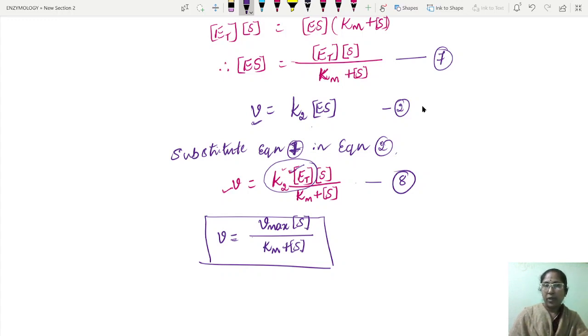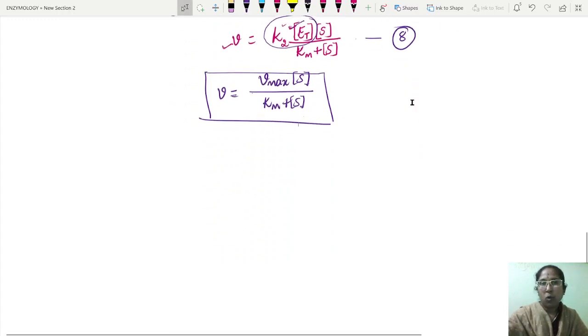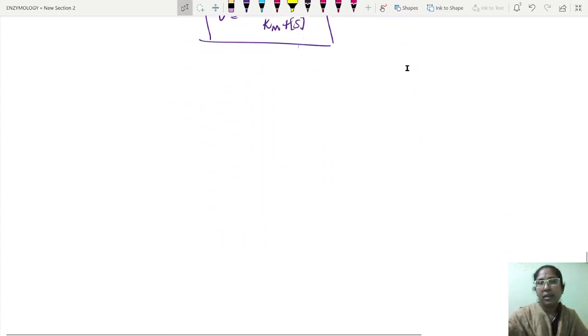Therefore, V is equal to Vmax into S by Km plus S, and this equation is called the Michaelis-Menten equation. Shortly we call it the MM equation. So this is about the Michaelis-Menten equation.